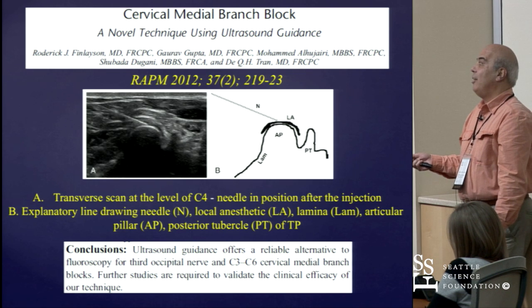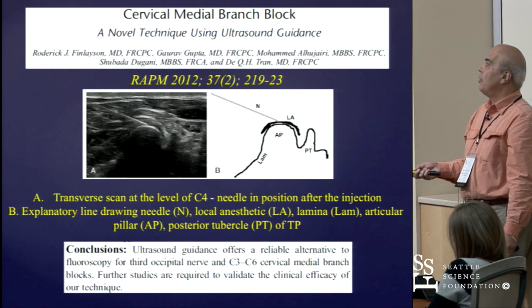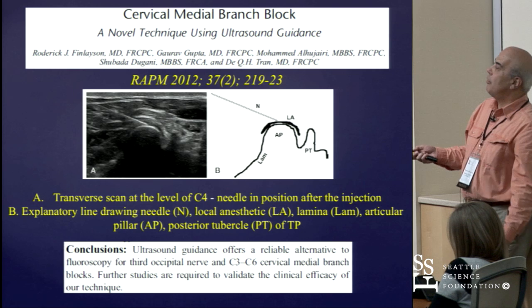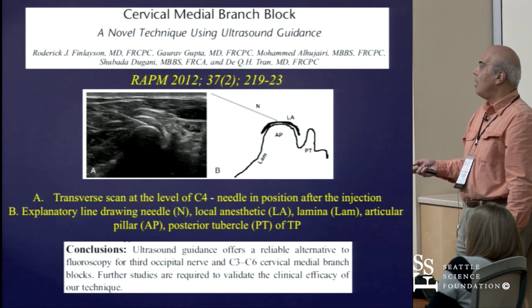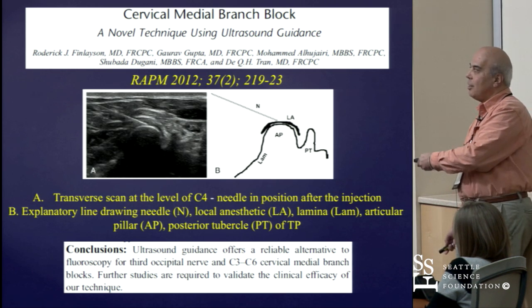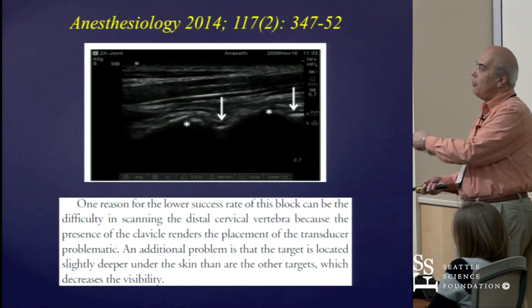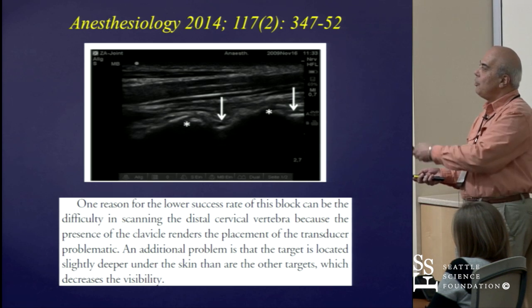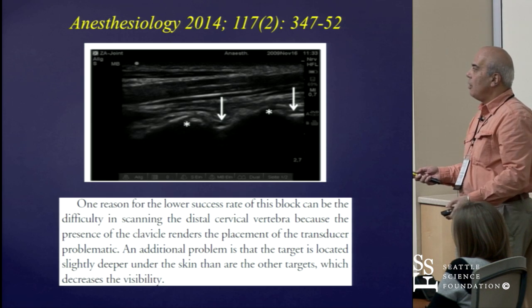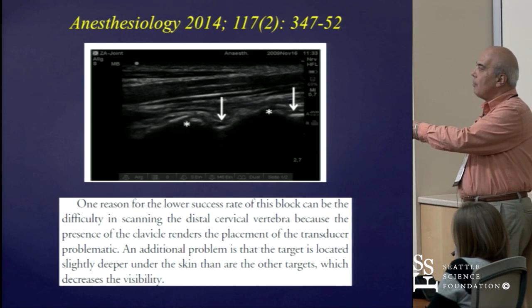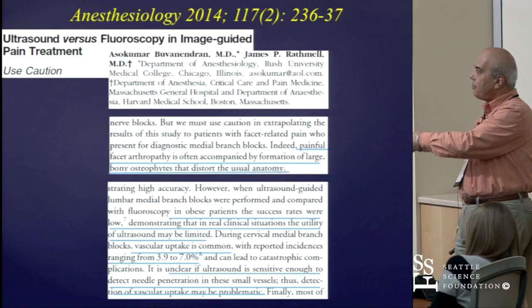And they say this is really reliable for third occipital nerve blocks and for medial branch nerve blocks between C3 and C6. However, they need further study to evaluate and validate the efficacy of this technique. A study came in 2014, as we have seen, and it's not easy, as they say, to identify C7 for the reason that we have identified over here.